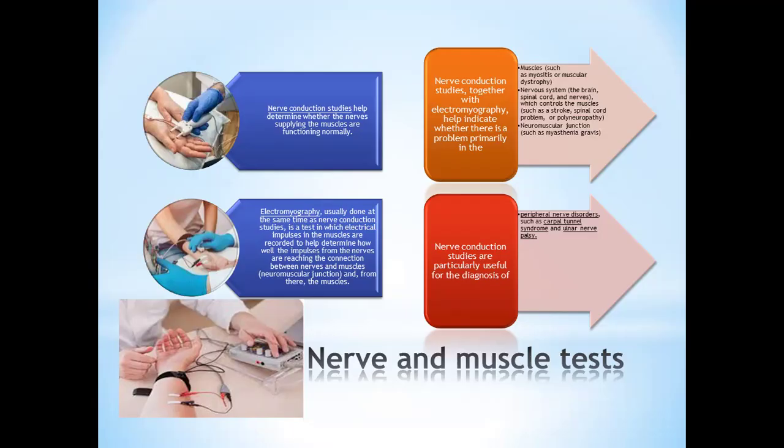Nerve conduction studies, together with electromyography, help indicate whether there is a problem primarily in the muscles, nerve system, or neuromuscular junction, such as myasthenia gravis. Nerve conduction studies are particularly useful for the diagnosis of peripheral nerve disorders, such as carpal tunnel syndrome and ulnar nerve palsy.